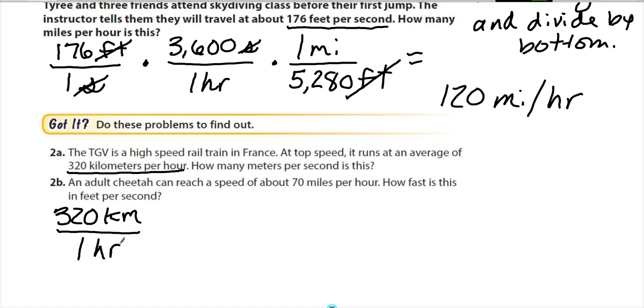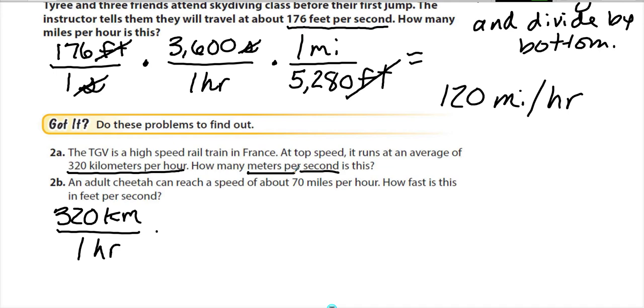All right, so what do we want to change first? I always like to change the time first. I don't know why, I just think it's the easiest. So again, we're trying to go from 1 hour into seconds. How many seconds are in an hour? Well, we just did it. There was 3,600 seconds. But this time, I want the hour to cancel out, right?